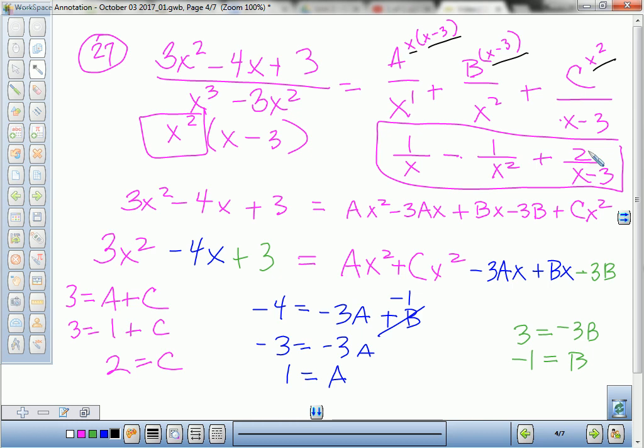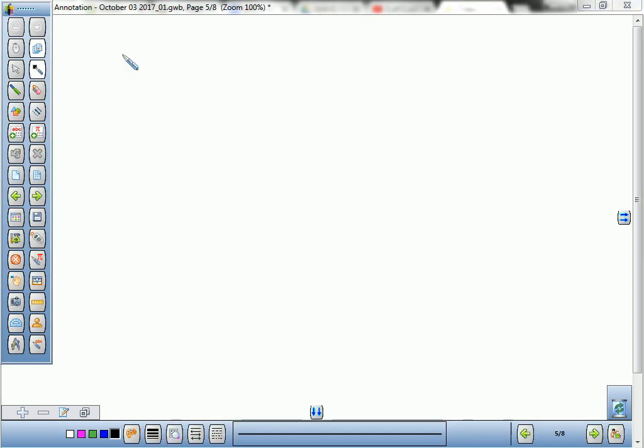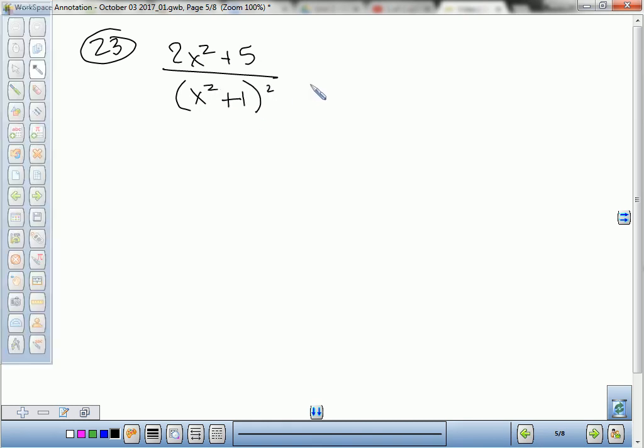All right, so you want to see 23? Yes, ma'am. Just going back to 23, I only did the a plus b, like I didn't do the ax and all that, but I don't know doing just an a. I think it's because there was no x term. So let's take a look at that. So we have 2x squared plus 5. And then our denominator is this.